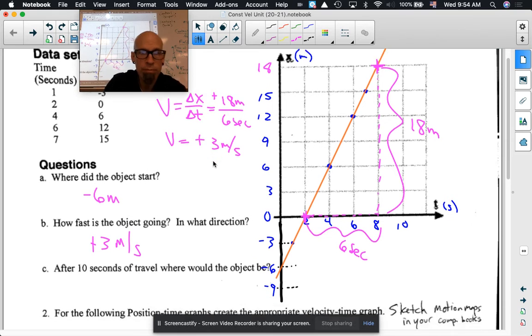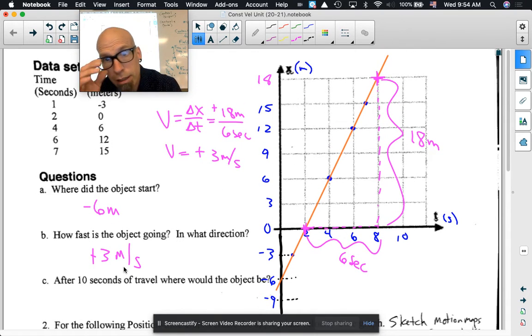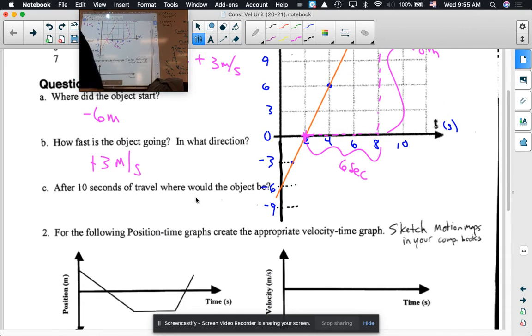And moving on. After 10 seconds of travel, where would the object be? Well, now here's the deal. On your graph, you might be able to see this. On my graph, I can't because my grid's not big enough. So since my time goes out to 10 here, I do have 10 seconds, but I don't have anything past 18 meters here on my graph. So I'm going to use the equation. You might have been able to read it off your graph. I couldn't, so I have to use the equation, which means I need to write the equation of the line here in my little blank here.